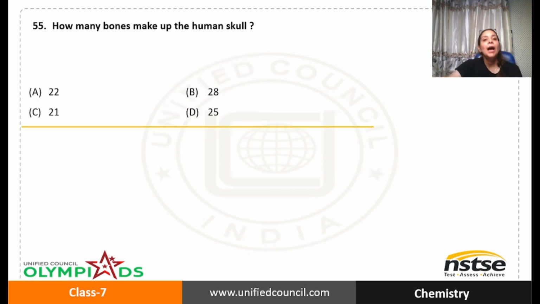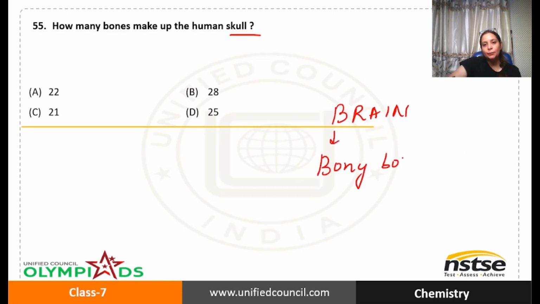Next question. How many bones make up the human skull? Now what is skull? Tell me. We know that our main controlling center of our body is the brain. Brain is covered by a bony box. See, brain is very delicate. So brain is covered with a bony box.